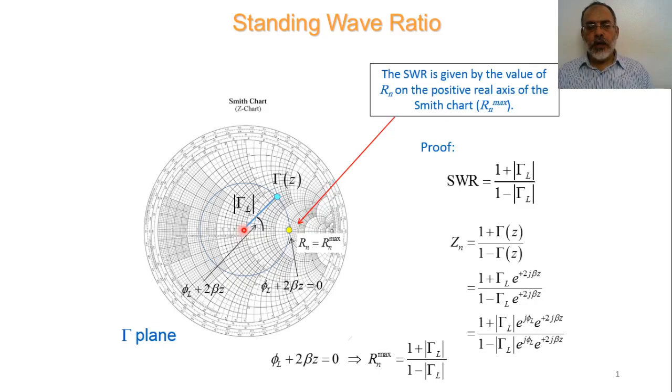Effectively, the distance which we move from Z load until we intersect with the real axis corresponds to the distance to the first maximum of the standing wave. And after the first maximum, by lambda by 4, we reach the first minimum. We can read the value of the standing wave ratio directly as the value of R normalized maximum. So the value of R normalized maximum corresponds directly to the standing wave ratio, and by reading the value here, we can determine the standing wave ratio.